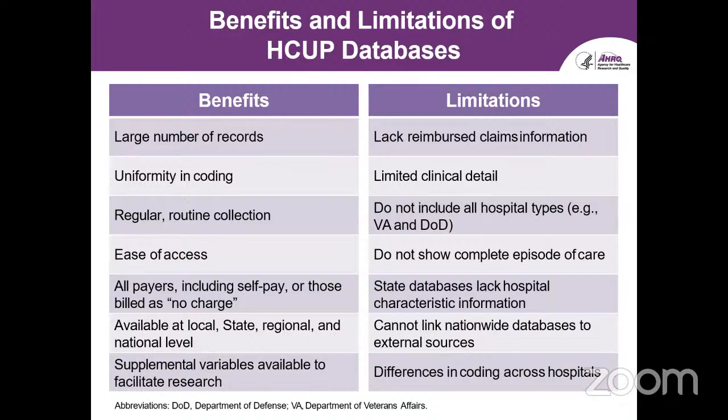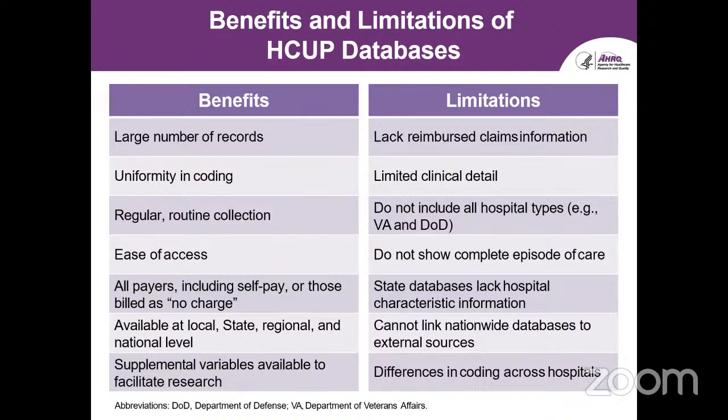So what are the benefits and limitations of these databases? Benefits are you have access to a huge number of records. We're going to speak about coding in a little bit, but there is a generalized protocol or guideline for our uniform coding system that helps it be familiar and readily readable. There's routine and regular collection, ease of access, all sorts of payers, self-pay, insurance, all are included. It's available at a local, state, regional, national level. And then there are also supplemental variables available to facilitate research.